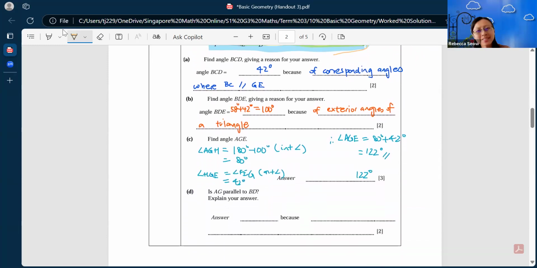Now let's put it in words. Is AG parallel to BD? Yes, because angle GAB plus angle ABD is equal to 180 degrees due to the converse of interior angles, right? So this will be our answer.